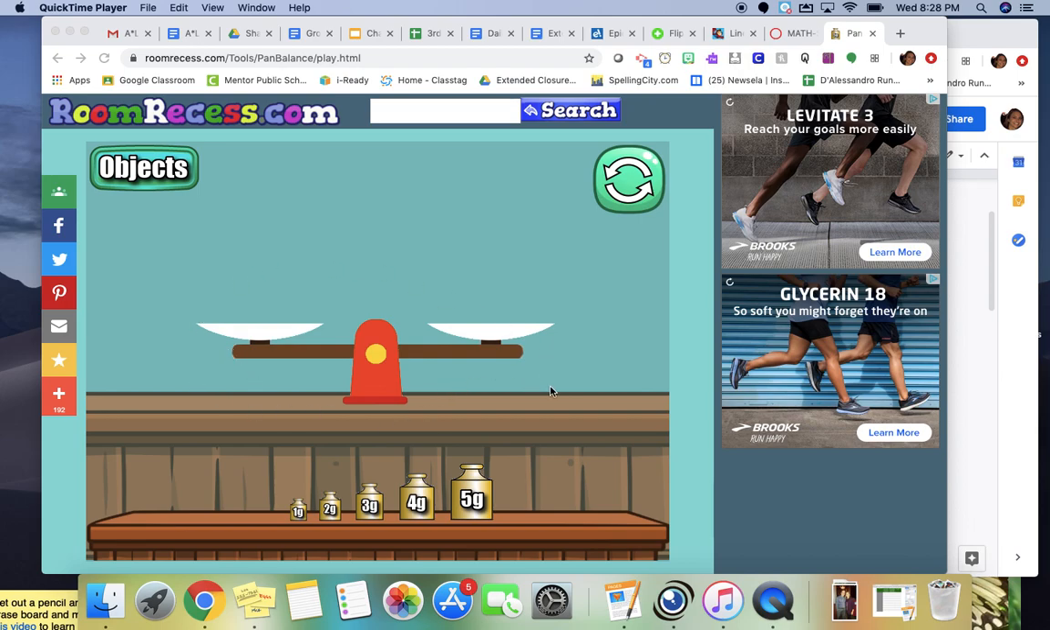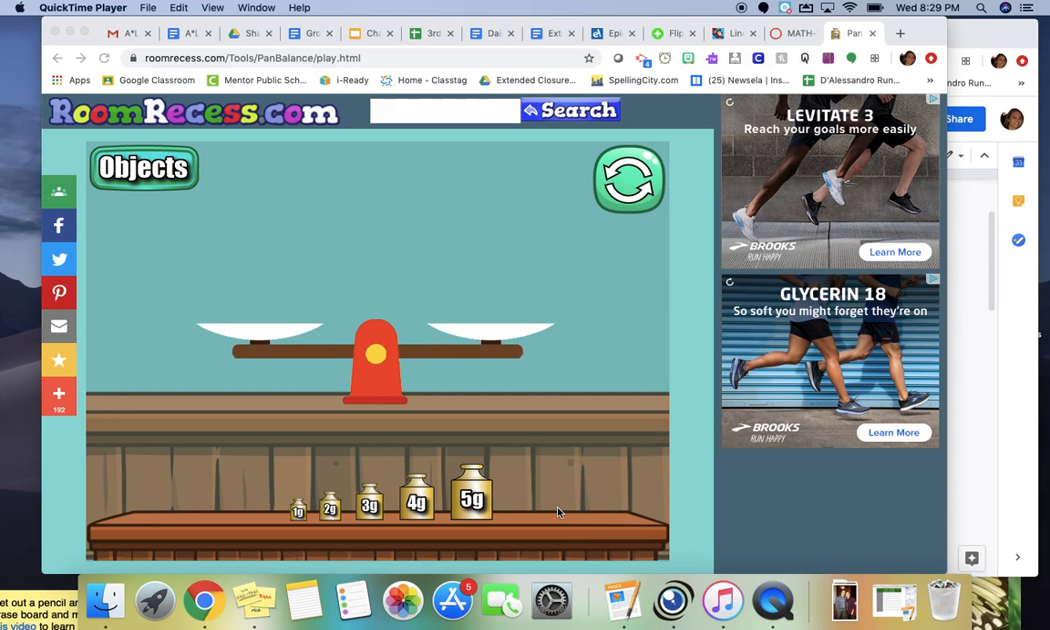If we were using a real balance scale, the way that it works is that both sides of the scale have to be balanced. So they have to be even in order for it to work. So what we do is we're going to look at the bottom here. These are the weights that we're going to use, and they are in grams. So you see these letter G's next to each of these numbers. So we have a 1 gram weight, 2 gram weights, 3 grams, 4 grams, and 5 grams.